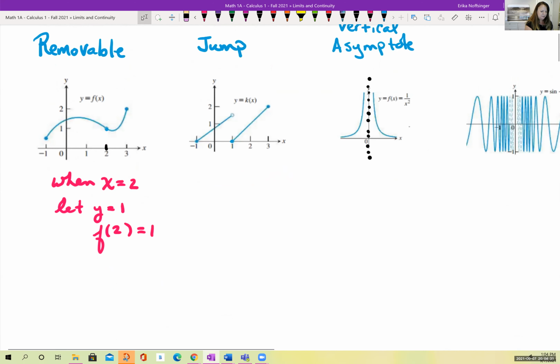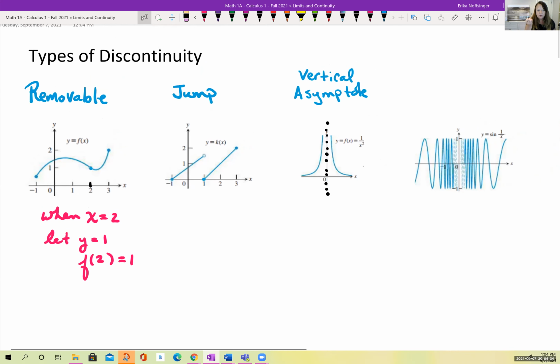And the last type that we have is if we graph y equals sine of 1 over x. In this case, it oscillates back and forth really, really fast as we get closer and closer to x equals 0 on the left and the right. And so in this case, our discontinuity is because of the oscillation. Okay, so those are the 4 different types of discontinuity that you can come up with, and that's what they look like.